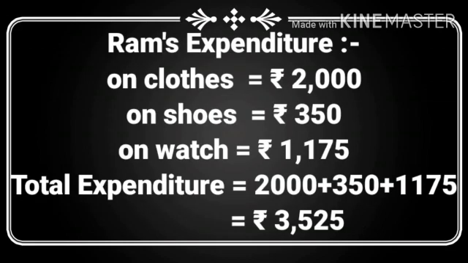Here Ram's expenditure on clothes is rupees 2000, on shoes rupees 350, on the watch rupees 1175. So Ram's total expenditure is equal to 2000 plus 350 plus 1175, that is equal to rupees 3525. Moving on to the next step.